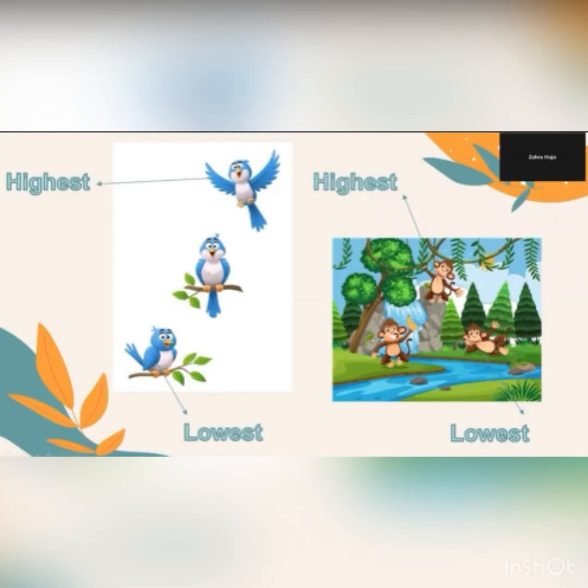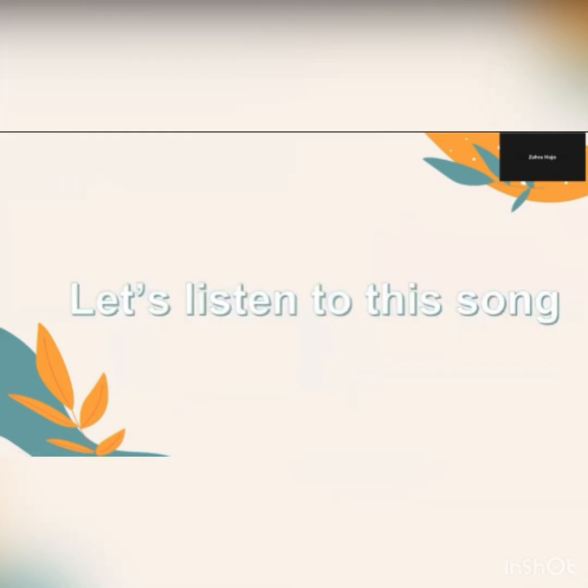Look here. This is the highest monkey, standing way up high, holding the branch. While this is the lowest monkey, stays down low on the ground. So this is the highest monkey, lowest monkey, highest monkey, lowest monkey. Let us listen to this song together.